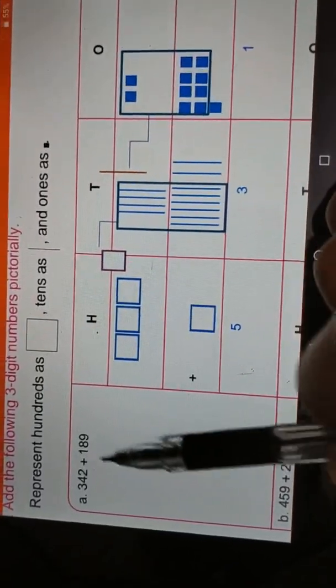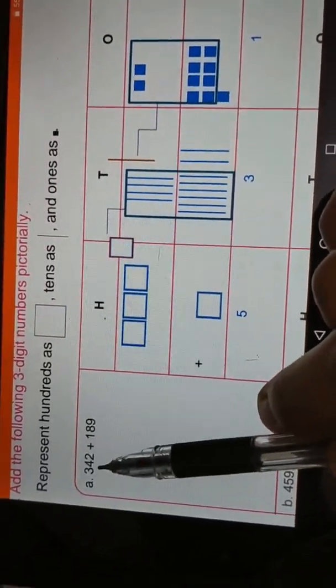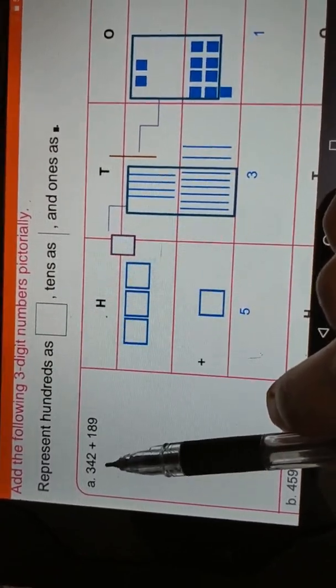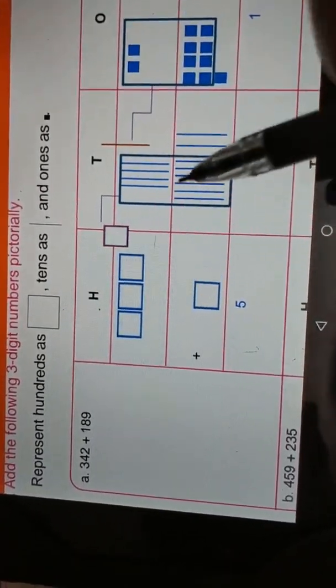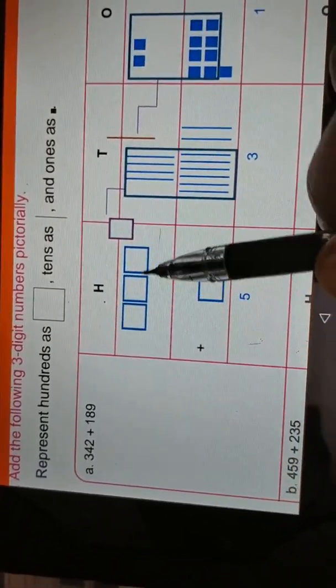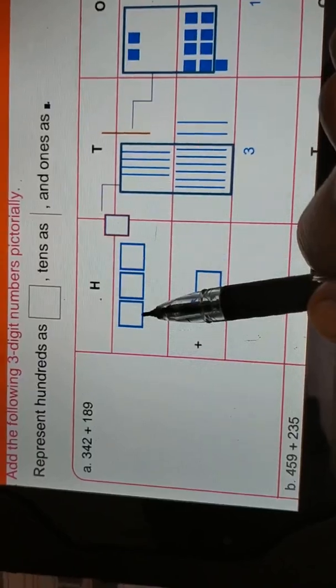Then in the tens place, there are 4 standing lines. We have to draw them here, 1, 2, 3 and 4. That 4 standing lines we have to draw. And after that we have to draw 3 boxes in the 100 place, 1, 2 and 3 boxes.